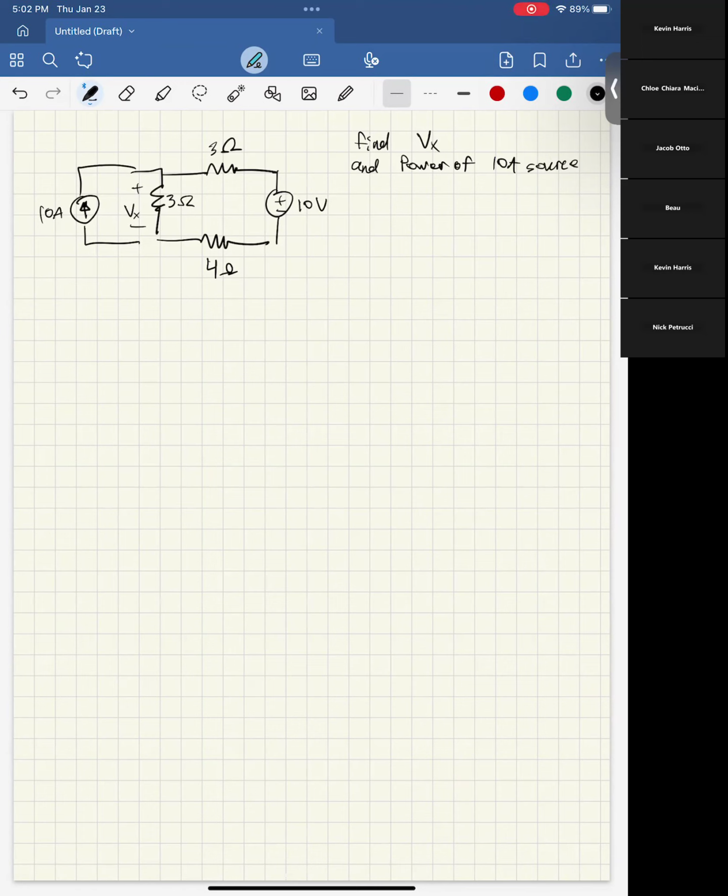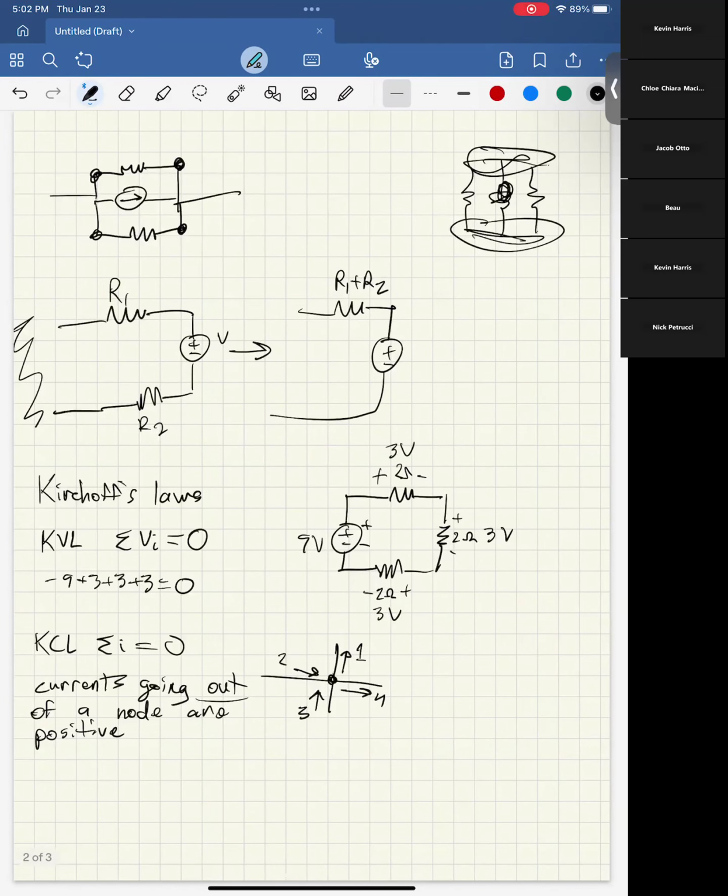Oh wait, I should talk about one more small thing before I get into this: source transformations. I don't think you've learned this yet, but wait, no, it was on your homework. So if I have a voltage source and a resistor in some kind of fashion like that, and this has V and R, this is exactly equivalent. There's no difference. Assuming these are the only connections, you can replace these.